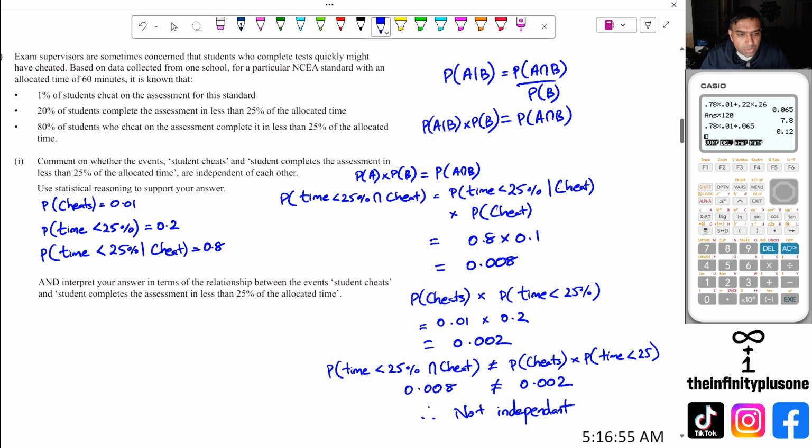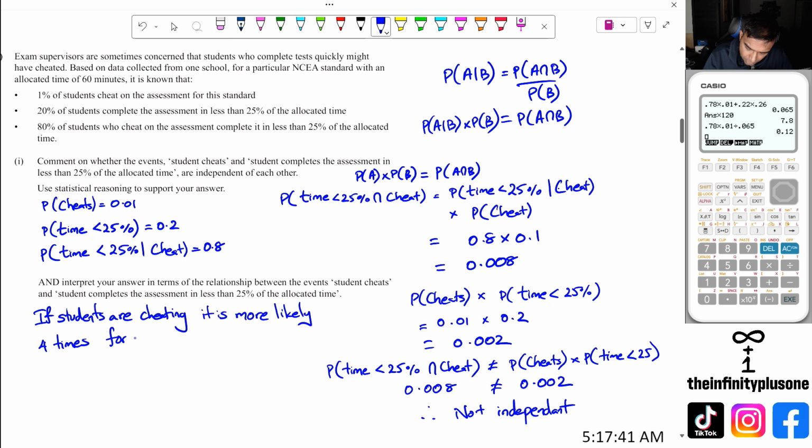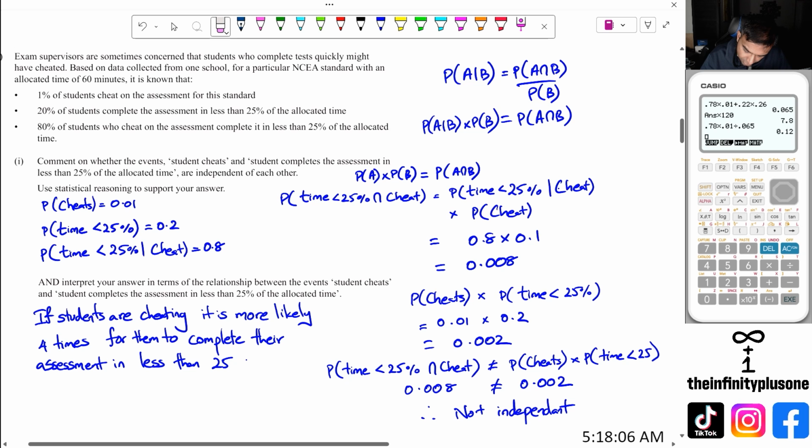Now, the final part of this question says interpret your answer in relationship between that. So we can say something like this. If students are cheating, it is more likely, about 4 times, for them to complete their assessment in less than 25%, not 25 minutes, sorry, 25% of their allocated time compared to students who are not cheating.